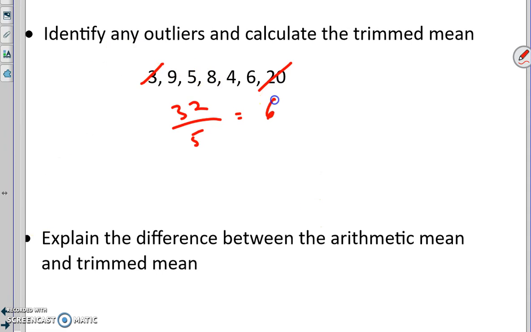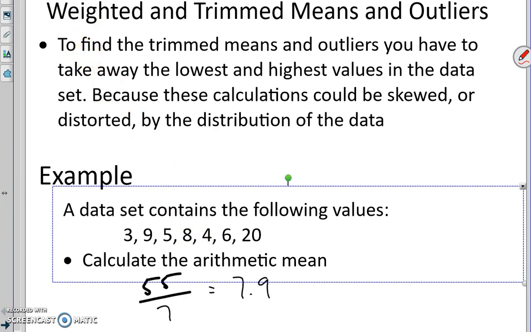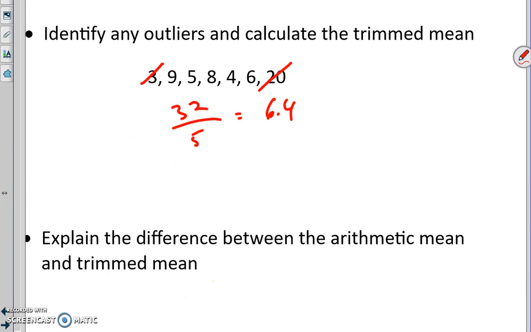Does 6.4 seem like a better average than 7.9? So 6.4 is likely more accurate. So the difference between arithmetic mean and trimmed mean is that the trimmed one has no outliers. Nothing to skew the data.